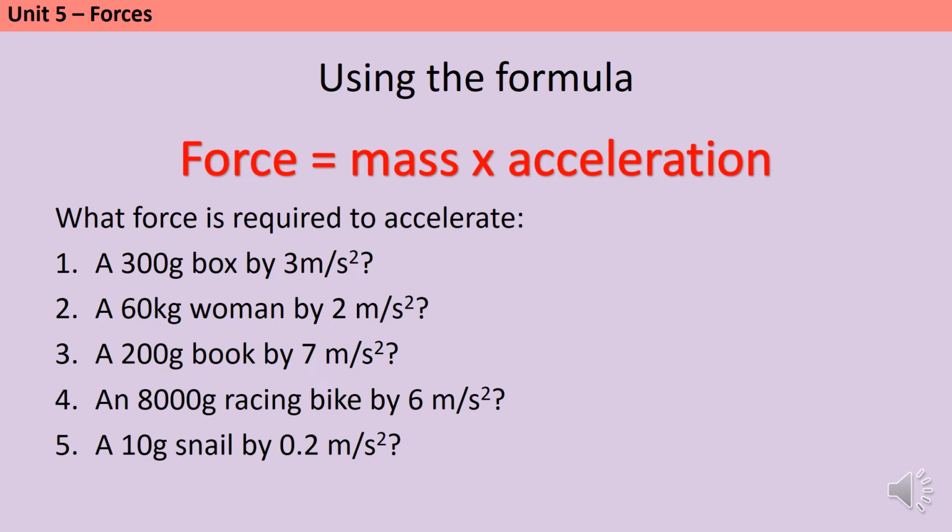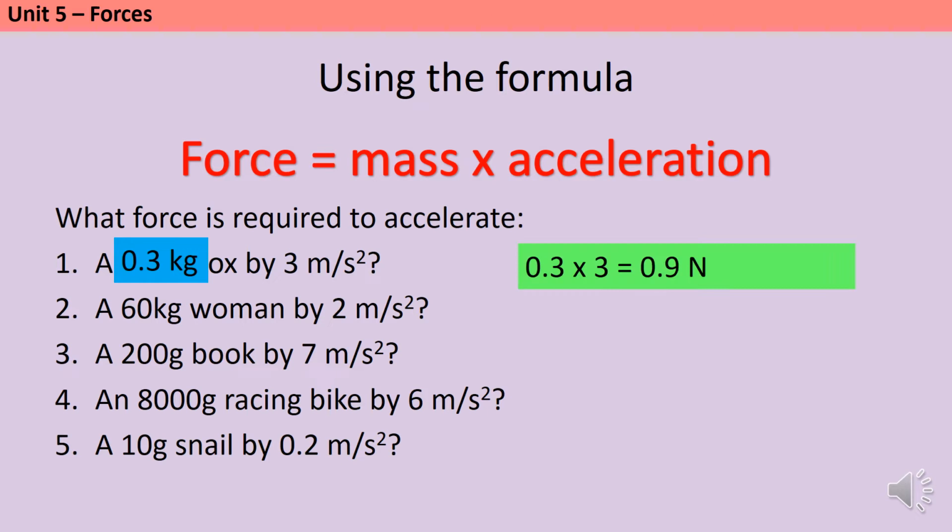So my very first question is one where I need to convert. 300 grams divided by 1,000 will be 0.3 kilograms. 0.3 kilograms multiplied by an acceleration of 3 meters per second squared gives a force of 0.9 newtons. My 60 kilogram woman doesn't need converting because that's already in kilograms, so 60 times 2 is 120 newtons.